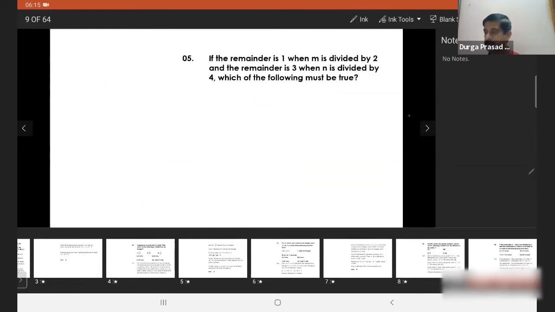Next question. If the remainder is 1 when n is divided by 2 and the remainder is 3 when n is divided by 4, which of the following must be true? So let us write the equations. N is what? Remainder is 1 when it is divided by 2. So 2 times quotient Q1, plus remainder. Remainder is 1.